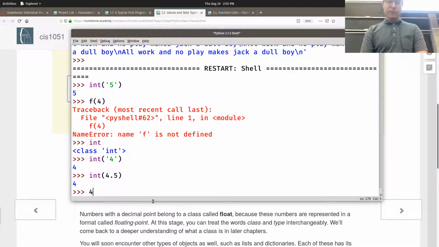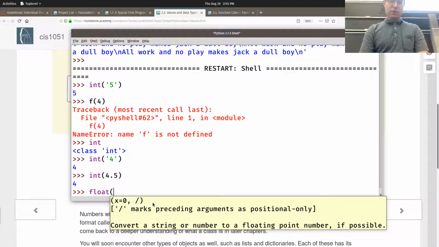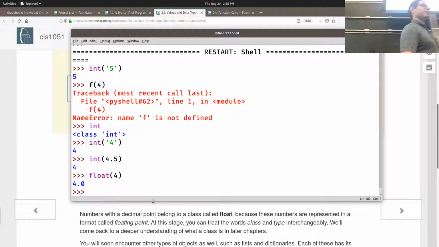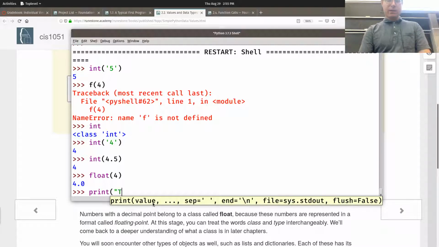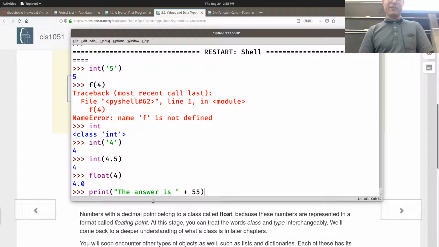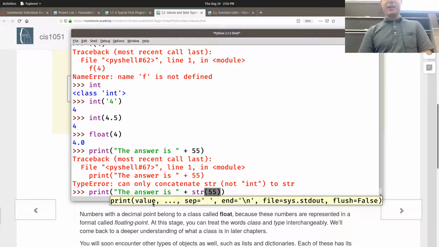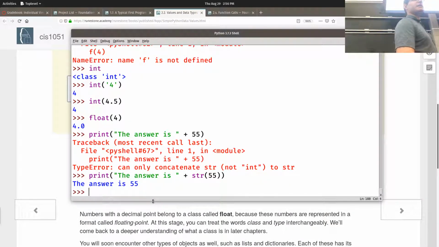So for instance, float. By the way, float is very rarely used because it's pretty easy to turn something into a float. You can just add it to a float. More important is turning things into strings. So for instance, if I did want to do something like print, the answer is 55, I can't simply just do that. That's going to give me an error saying you can't add a string and an integer together. But I can then tell Python that I would like that to be a string and turn it into a string. So str is the function to turn it into a string. And of those, by the way, that's the most important one.